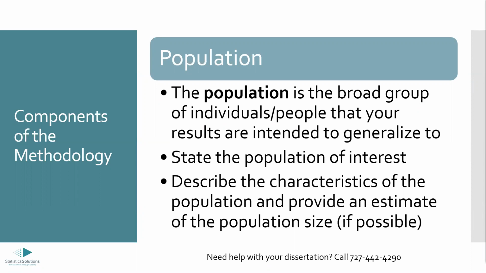And so for the population portion, you want to just state that population of interest. So you want to define that population. And if possible, you want to describe the characteristics of that population and provide an estimate of the population size. So for instance, if you're doing that study on registered nurses in the United States, you may want to provide an estimate for how many registered nurses there are in the United States. You might get this information from some kind of source like the Bureau of Labor Statistics or something similar that reports those types of numbers in the general population.